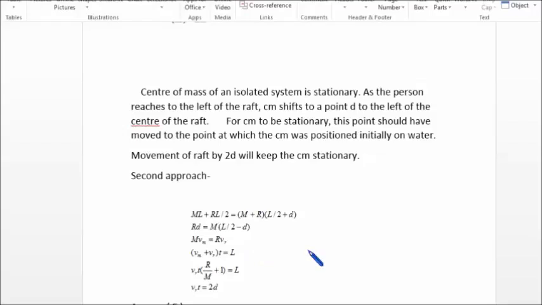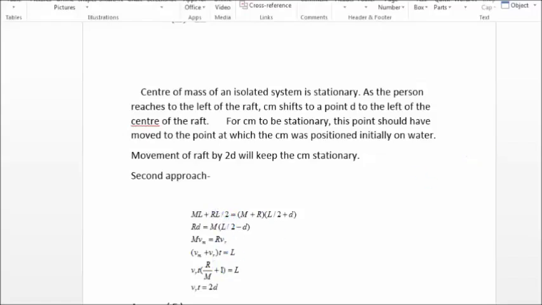If the raft is stationary, then it is only Vm into t is equal to L. But the raft is moving relative to the person, so the velocity is Vm plus Vr into t is equal to L. From this we can simplify, and then we will find that Vrt, that is the distance moved by the raft, is equal to 2d. So this is one way of doing the problem, but it requires some calculation, simplification of some algebraic expressions.